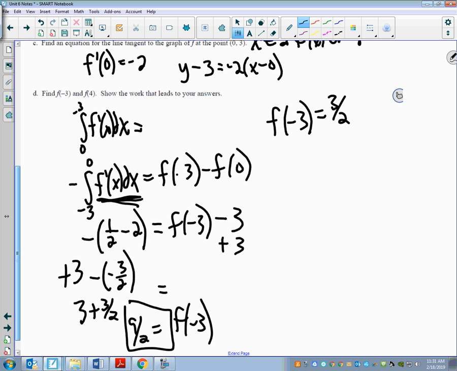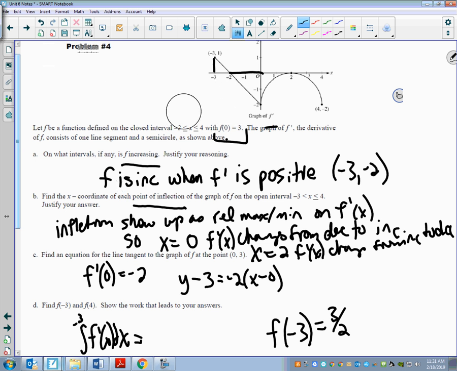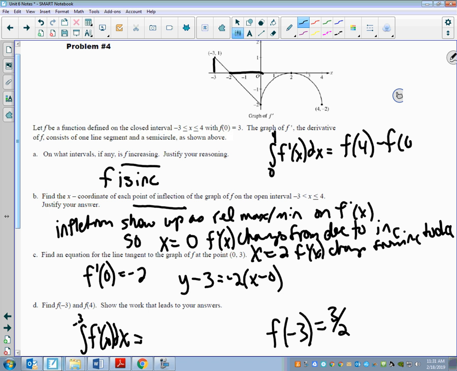Okay, do you even want me to do f of 4 now? F of 4 isn't as tricky because if we start with 0, I'm going to write it up here, okay? It's going to be the integral from 0 to 4 of f prime of x dx equals f of 4 minus f of 0. So there's no crazy negative in there to flip around.